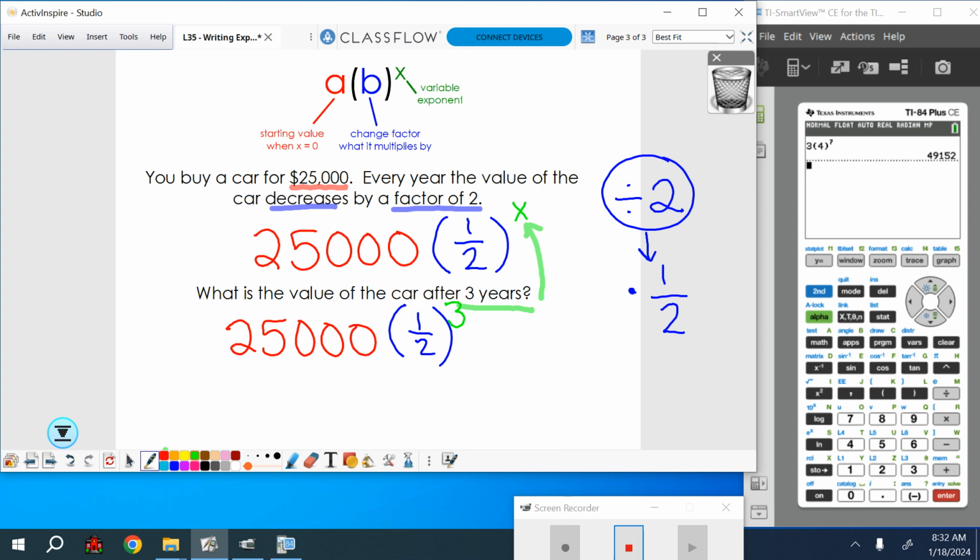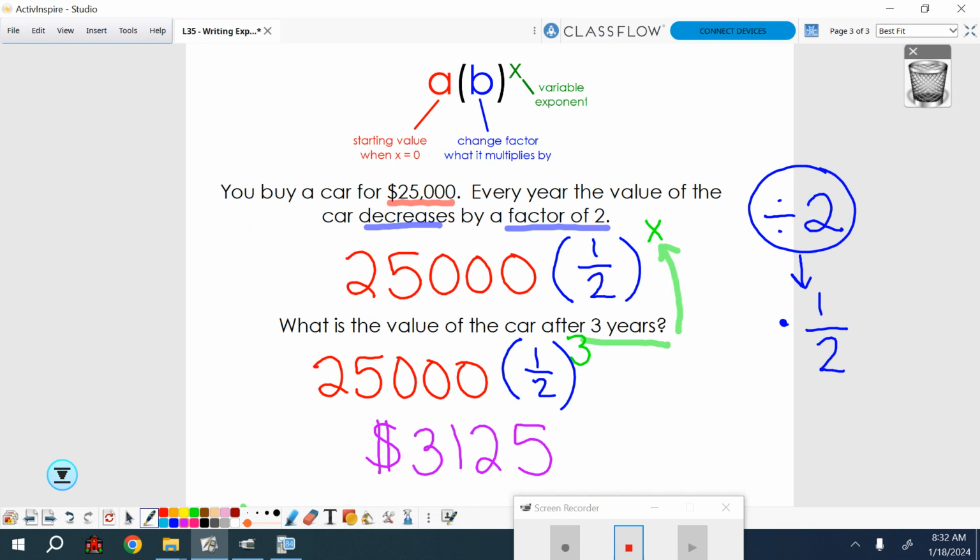Now, when I type this into my calculator, 25,000, when I type in the 1/2 I'm just going to do it as a division problem. 1 divided by 2. That's my 1/2, and I'm going to raise that using my little caret key, the one right above the division sign, to the power of 3. And we'll see that after 3 years, this car is worth $3,125. Okay, so that's how you write a basic exponential equation and how you can use it to solve any value you're looking for.